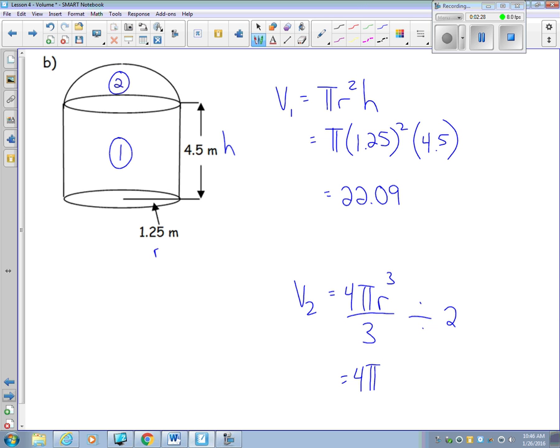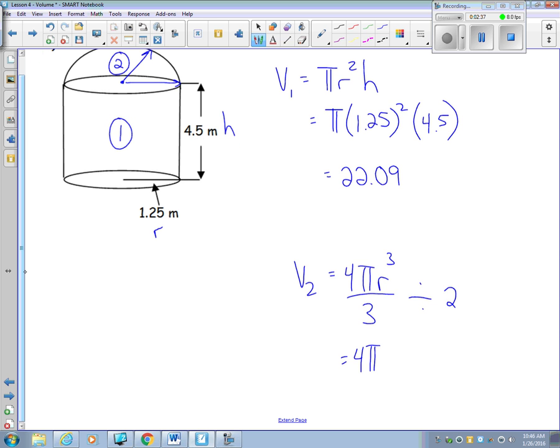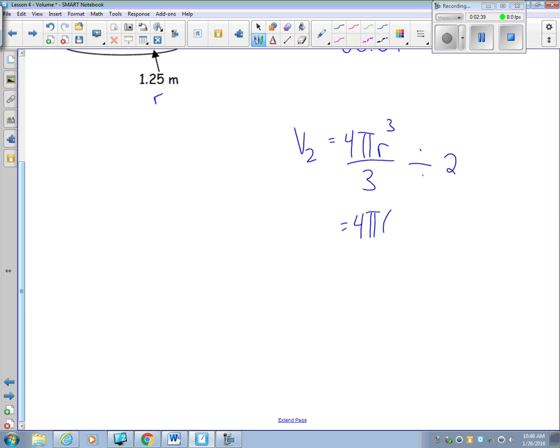If you go down to the sphere now, okay, 4 pi times the radius. Now the radius of the sphere, being here outwards, is the same as here, right? And that is the same as the radius of the cylinder because the sphere is sitting on top of the cylinder. So our radius is 1.25 cubed divided by 3. And then remember, it's half a sphere, so don't forget to divide by 2 at the end there.